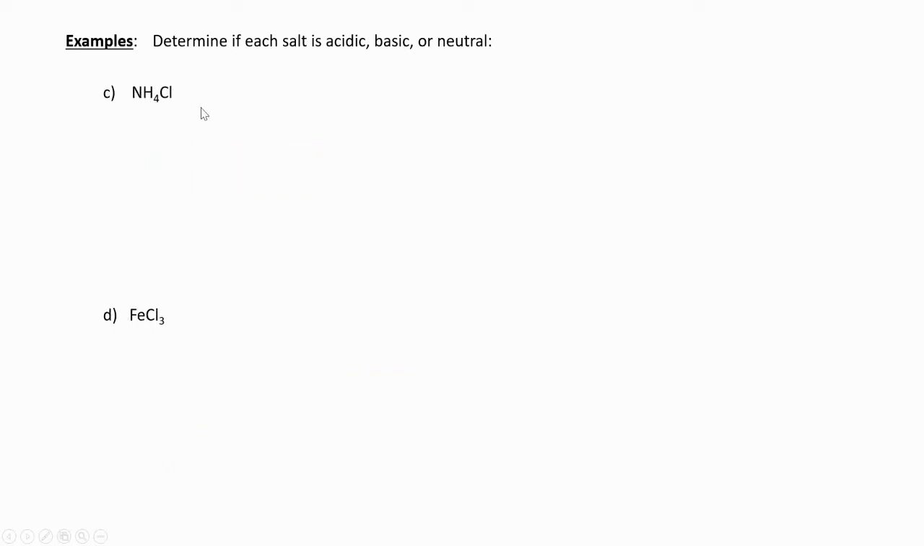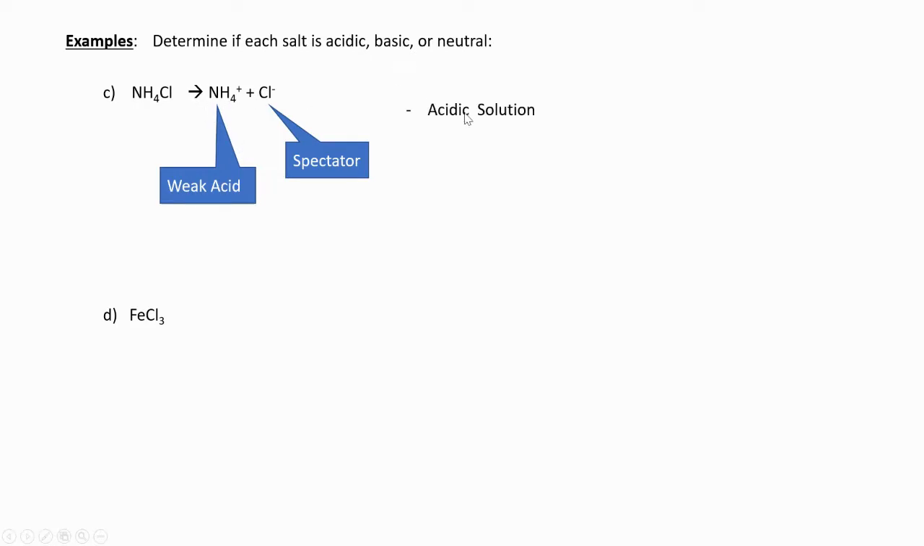All right, next one. So we look at this one, break it up into ions, NH4 plus, Cl minus, right? Cl minus is a spectator. NH4 plus is going to act as a weak acid. All right, so that's the only way it's going to act. So it's going to be an acidic solution and our hydrolysis reaction, NH4 plus, H2O, NH3, and H3O plus. So just like we would see it on the table, and add the water. That's our hydrolysis reaction. Again, producing H3O plus, so it's going to be an acidic solution.